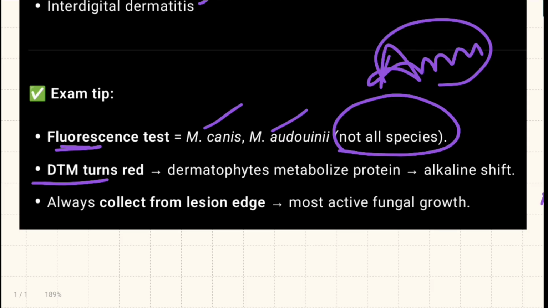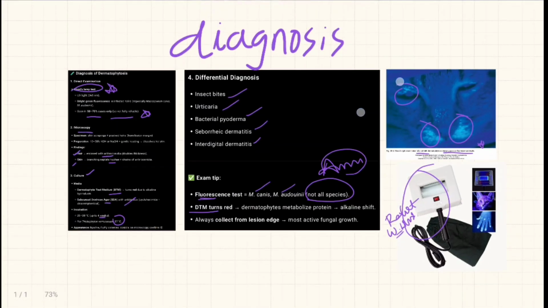And whenever someone wants to go with microscopy, a skin scraping sample should be collected from the edge of the lesion, because active fungal growth is noticed only on the edge of the lesion. So this is about the diagnosis of dermatophytosis.